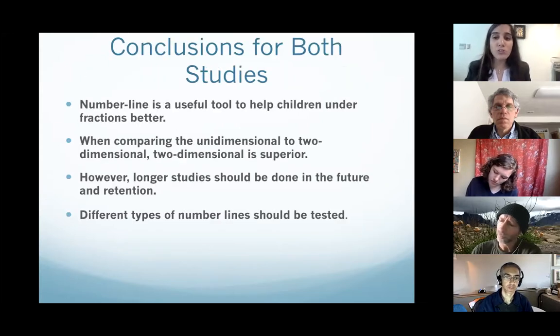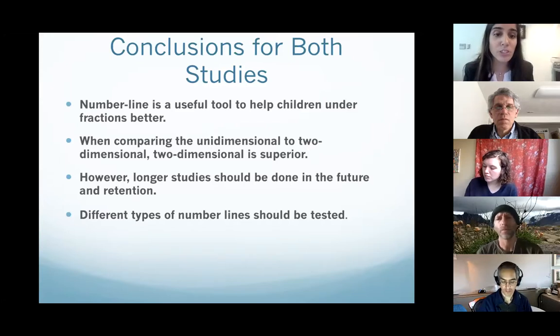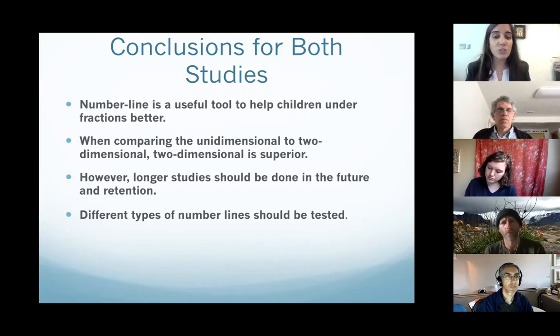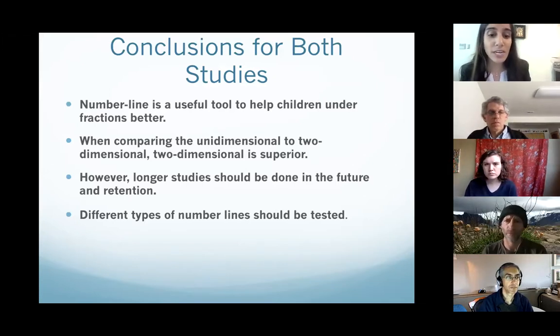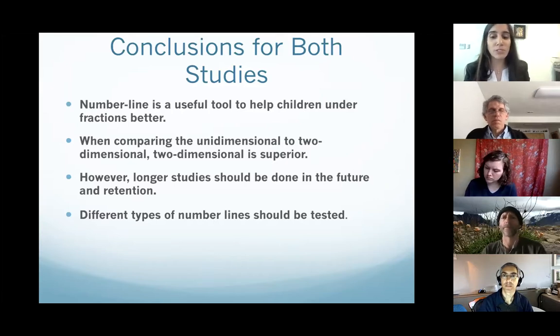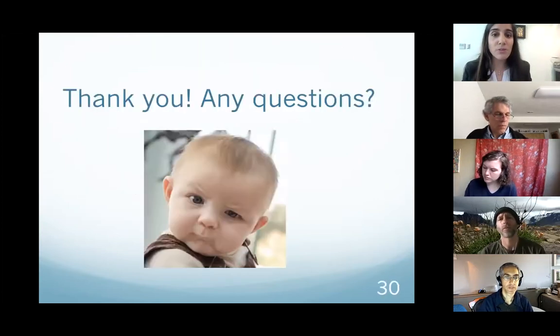So the conclusions for both studies is that the number line is a useful tool to help children understand fractions better. And when comparing the unidimensional to the two-dimensional, the two-dimensional is superior. However, longer studies should be done in the future, and retention should be checked. Different types of number lines should be tested as well.